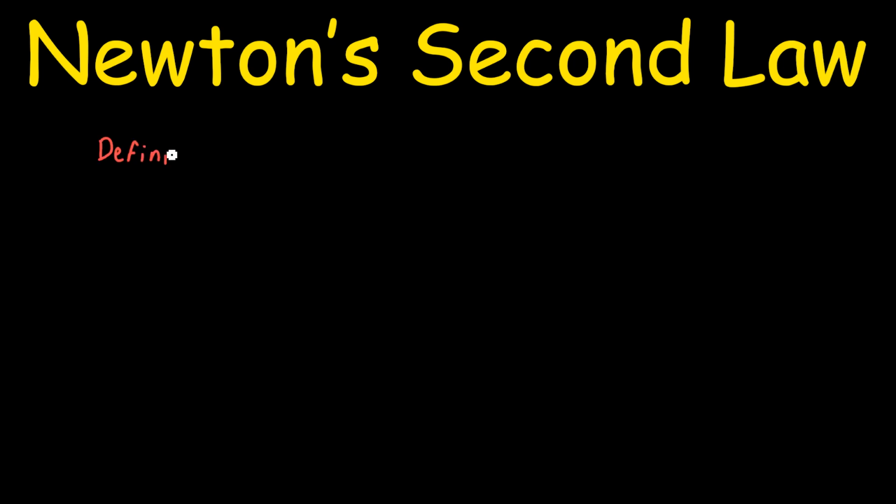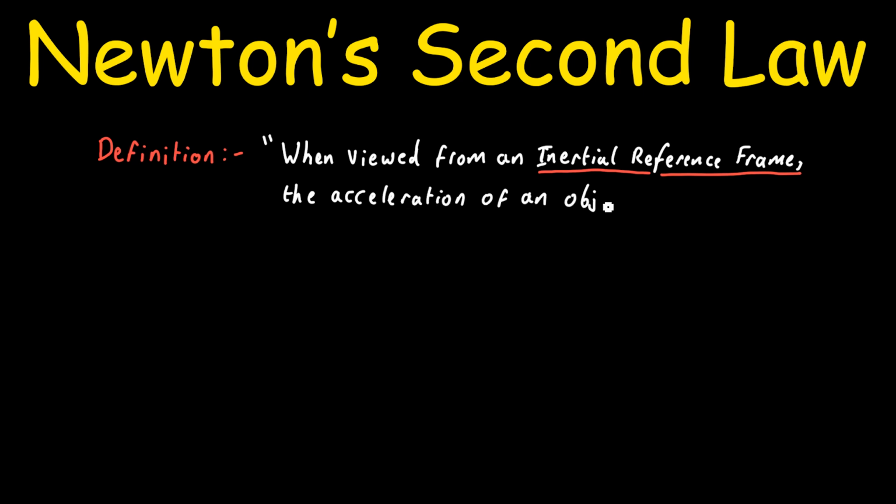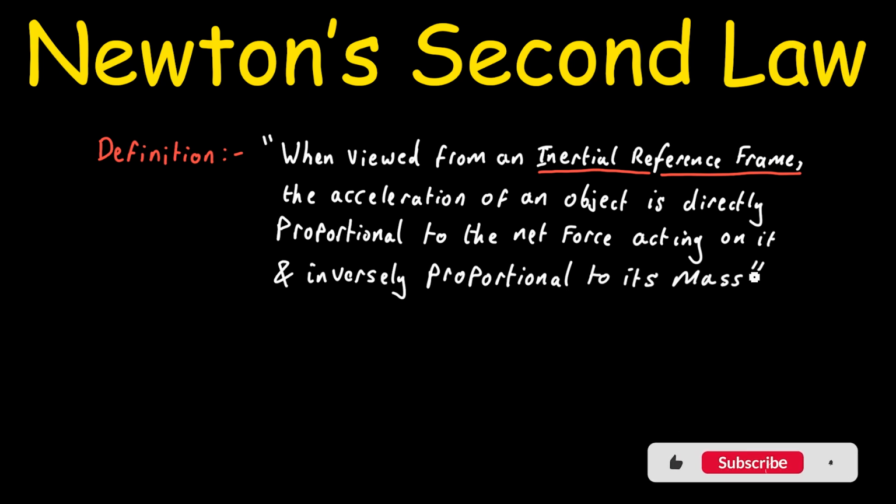Newton's second law can be defined like so. When viewed from an inertial reference frame, and I'll describe what this means in a minute, the acceleration of an object is directly proportional to the net force acting on it and inversely proportional to its mass. Okay, let's explain what this means with an example.